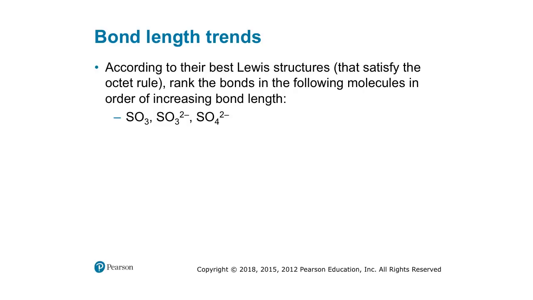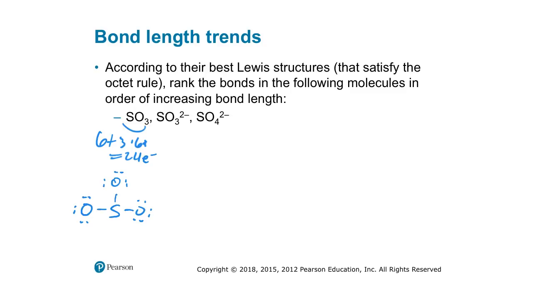So let's compare, according to their Lewis structures that satisfy the octet rule, to rank the bonds in the following molecules by increasing length. Okay, so let's start with SO3. So SO3, 6 plus 3 times 6 for 24 valence electrons. So that'll be a sulfur, oxygen, oxygen, oxygen, lone pairs all the way around. And that's it. That's all 24 electrons, none left over.